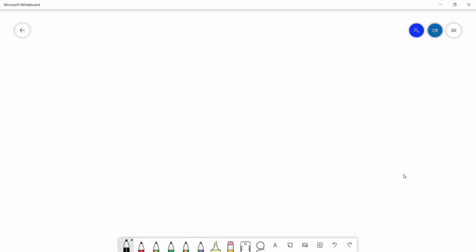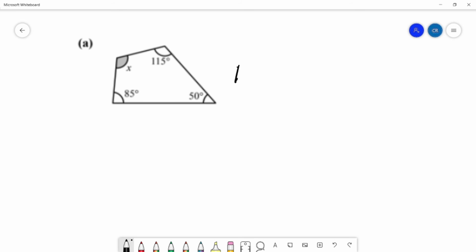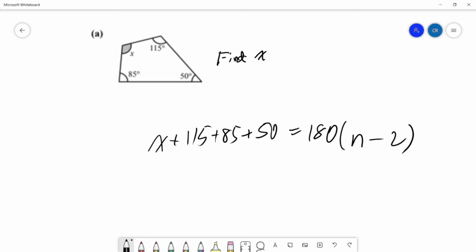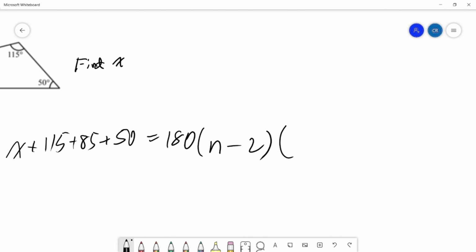angles of a polygon. So this question is telling us to find x. Let's add all these angles up first, because that's what we're supposed to do. So x plus 115 plus 85 plus 50 equals 180 times n minus 2, and then don't forget the reason, because we have to tell them why it is 180 times n minus 2. That's angle sum of polygon.